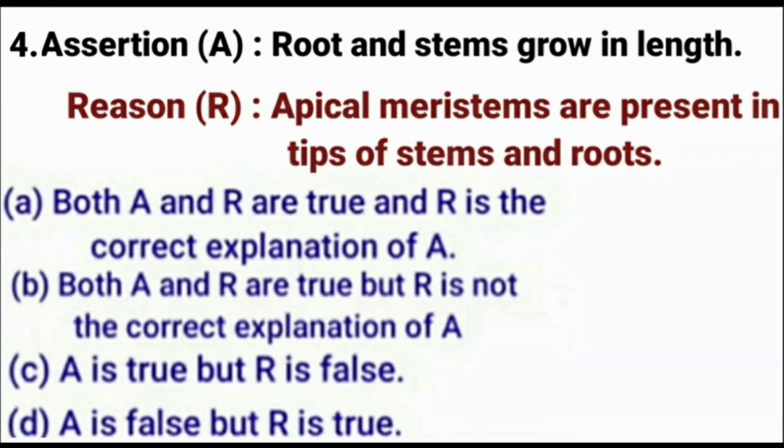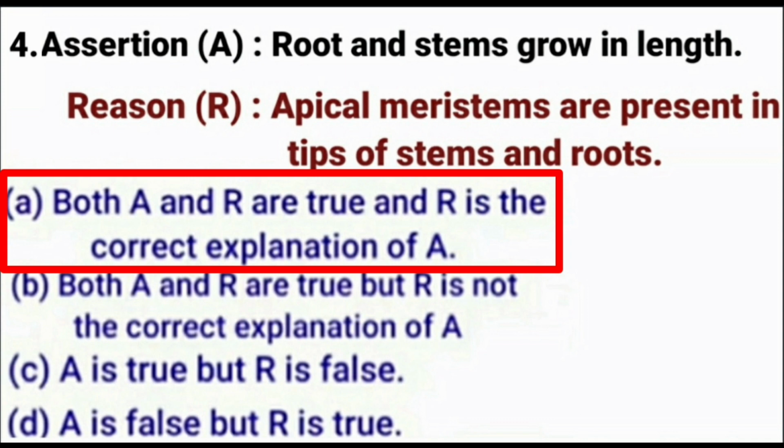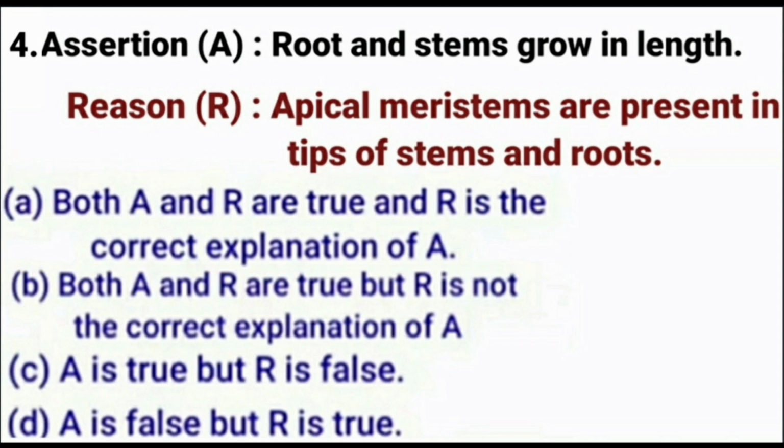In the next question, assertion: roots and stems grow in length. Reason: apical meristems are present in tips of stems and roots. Here, both statements are true, and reason is the correct explanation of assertion. Roots and stems grow in length because apical meristems are present in tips of stems and roots. So, option A is the correct answer. Hope all of you understood well the difference between question number 3 and 4.